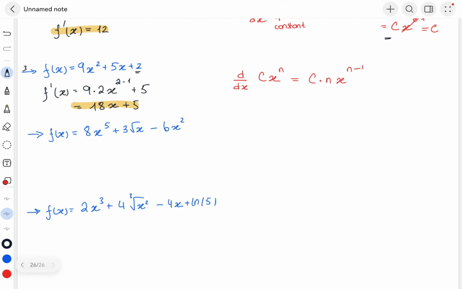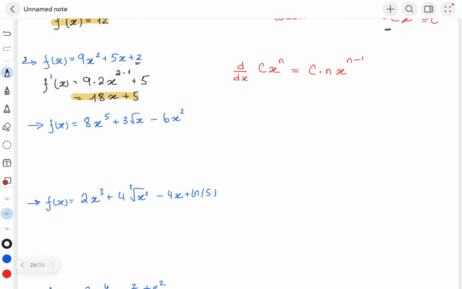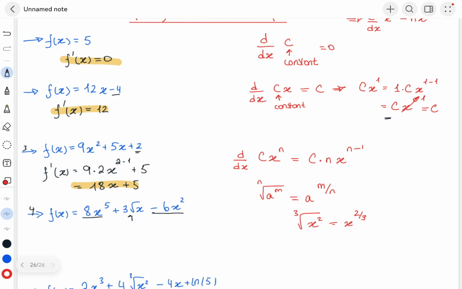Now, for the fourth one, sorry. This one we know how to do, and this one we know how to do. How about this one? We need to know a rule which tells us radical a to the power m under the root of n will become a to the power m over n. So for example, let's say I had x squared under a cubic root, and the final answer will be x to the 2 over 3. And the derivative is the same, like we used to do here.